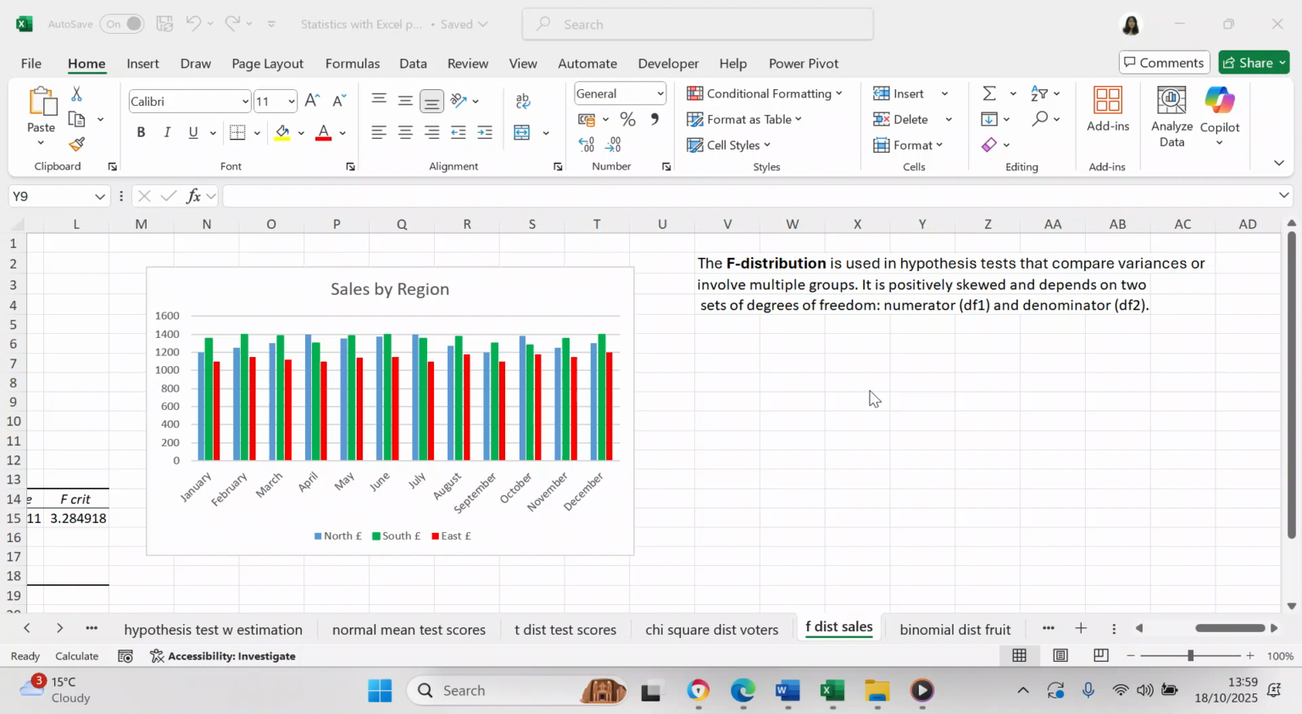In this particular video, we're going to talk about the F distribution and how it relates to hypothesis tests. The F distribution is used in hypothesis tests that compare variances or involve multiple groups. It is positively skewed and depends on two sets of degrees of freedom: the numerator df1 and the denominator df2.